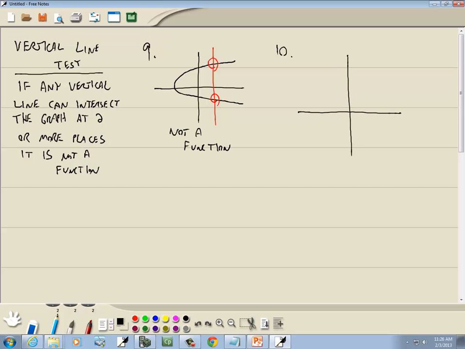On this problem here, I have something that looks like this, more or less. Let me draw a vertical line here. It intersects one place. Draw one here, one place. Draw one here, one place. No matter where I draw a vertical line, the most it'll ever intersect is one place. So this is a function. Again, if you can draw a vertical line somewhere that intersects at 2 or more places, it's not a function. Otherwise, it is a function.